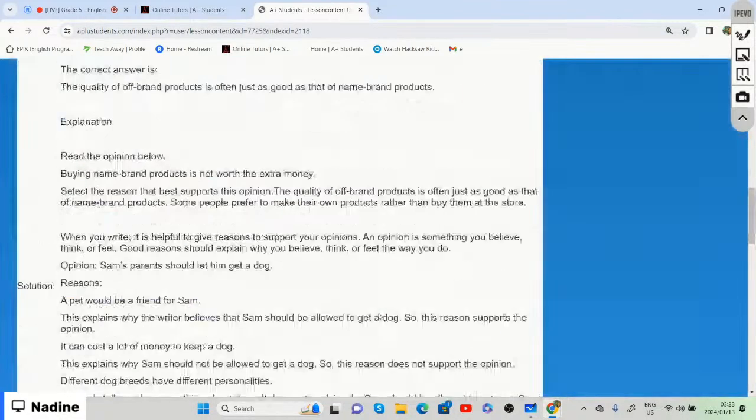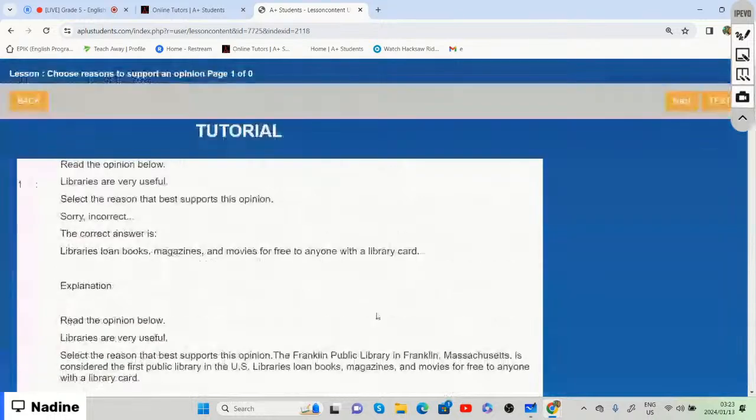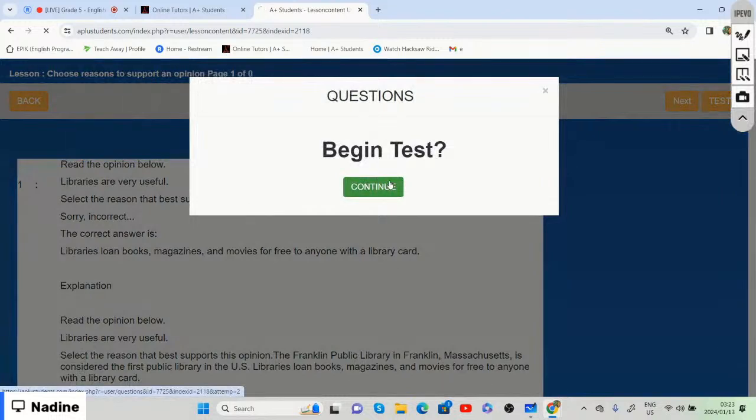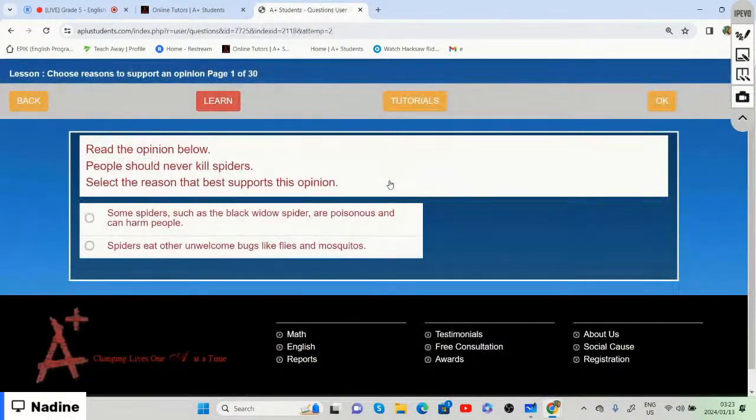All right. So we're going to look at certain opinions in the test, and then we're also going to look at the supporting answers based on that. For example, it says people should never kill spiders. You're going to select the reason that best supports this opinion. For example, some spiders, such as the black widow spiders, are poisonous and can harm people. Or we can say that spiders eat other unwelcome bugs like flies and mosquitoes.